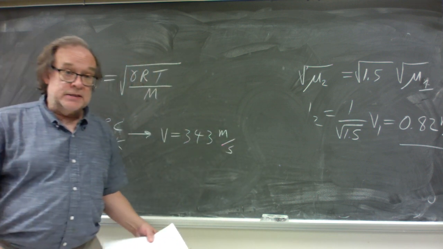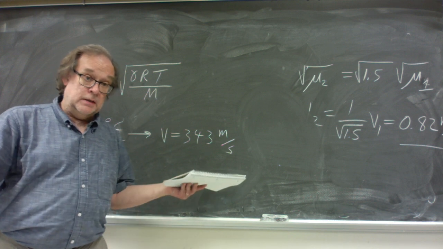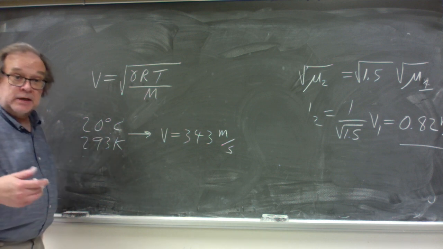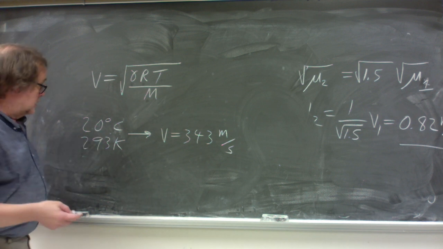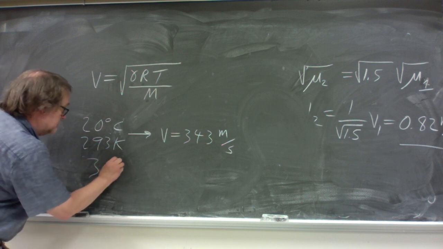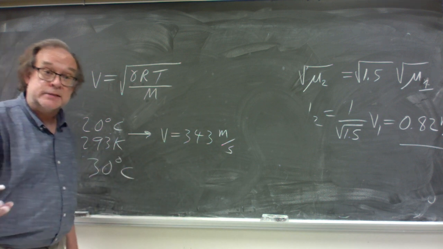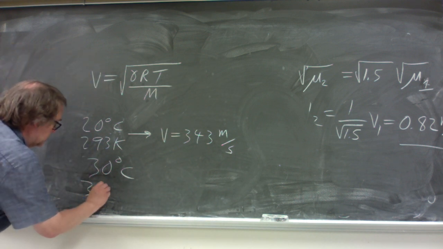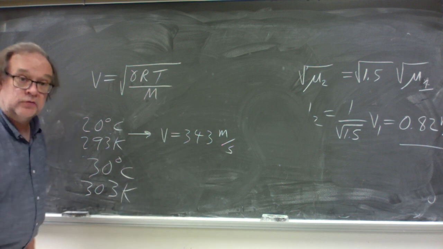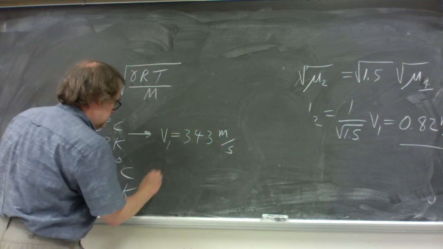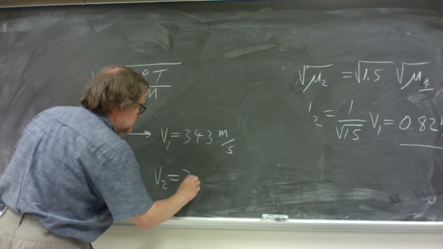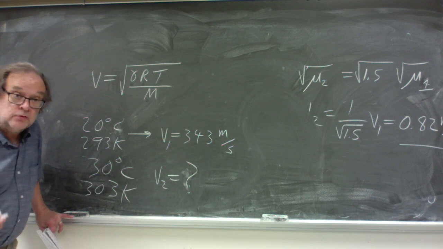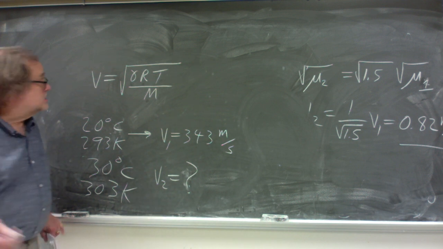Now let's say it's a warmer day. 20 Celsius corresponds to 68 Fahrenheit. Let's think about 30 Celsius, which corresponds to 86 degrees Fahrenheit. That would be equal to 303 Kelvin. And in that case, what's the new wave speed for the sound waves? Same deal.